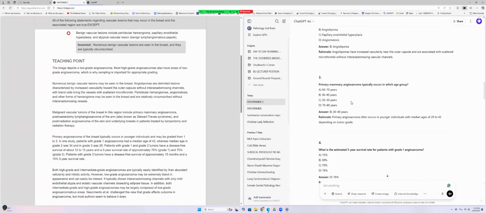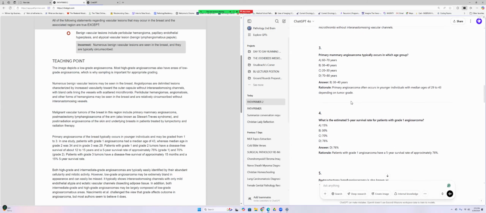Question 3: primary mammary angiosarcoma typically occurs in which age group? 30 to 40, young age groups. 29 to 42, depending on the tumor grade. Question number 4.